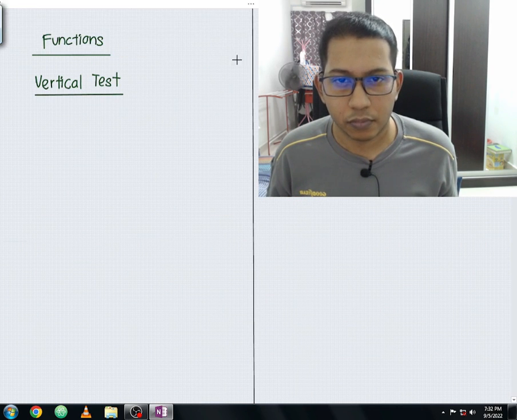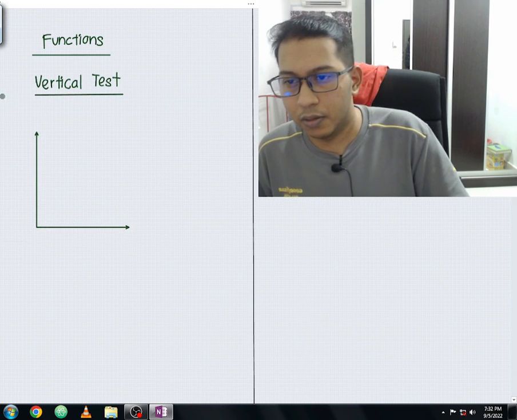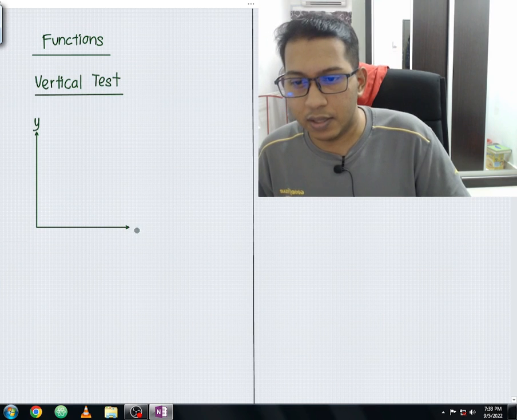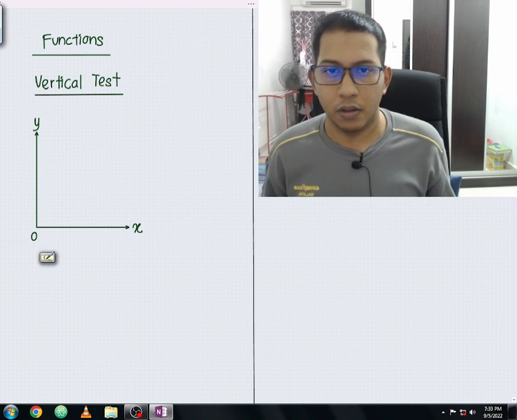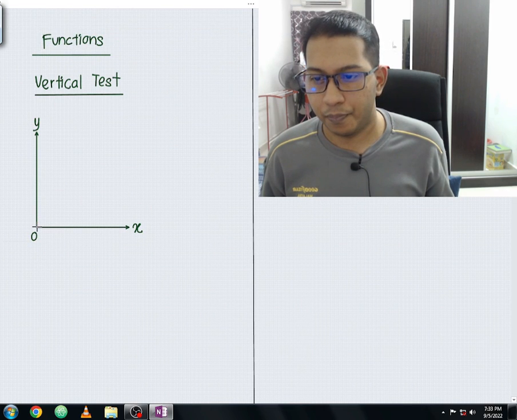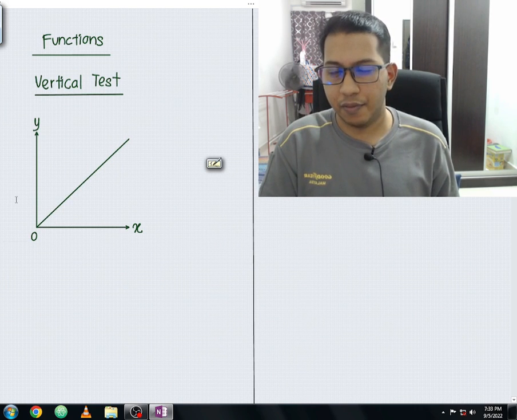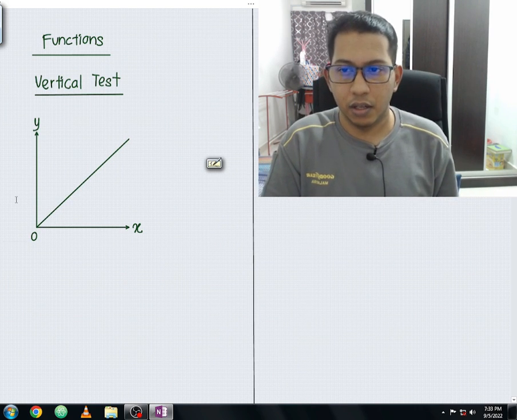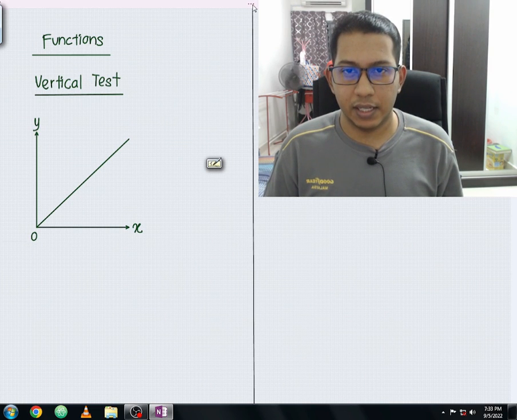So for example, let me draw an axis over here. So this is the y-axis and this is the x-axis. Okay, origin. Let me give you one of the easiest examples. Let me draw a straight line. So this is a straight line graph directly from the origin. So let us conduct the vertical test.